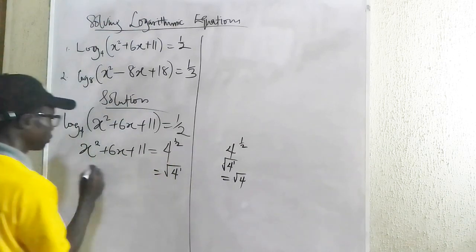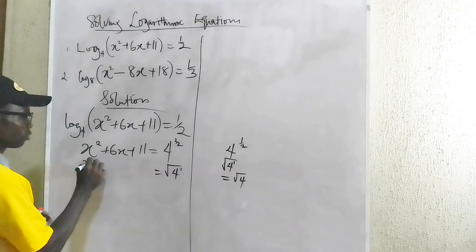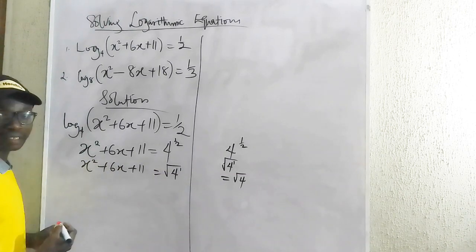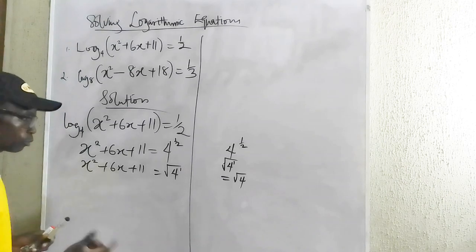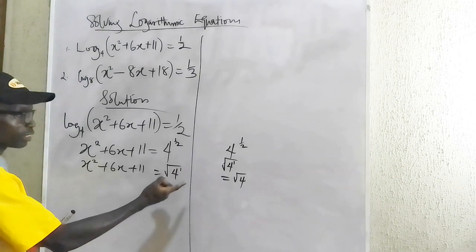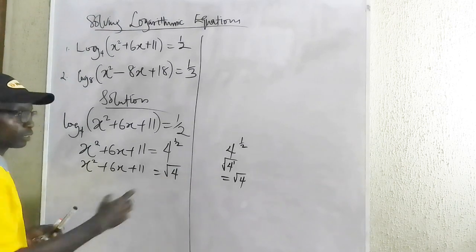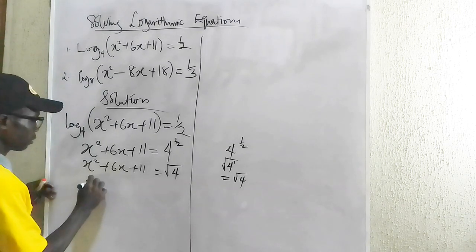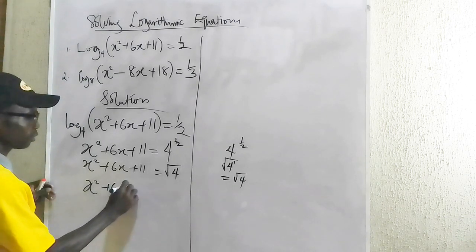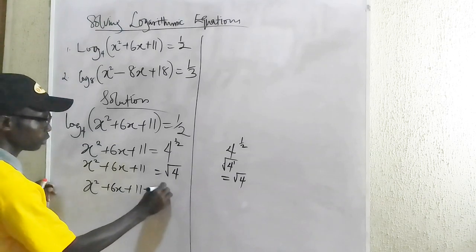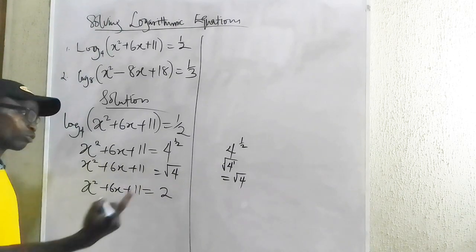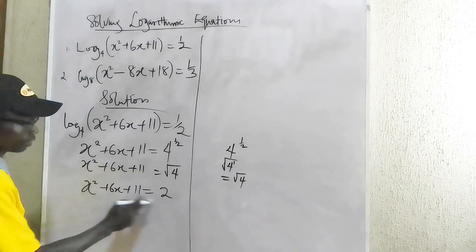So let's put everything now to become x raised to the power of 2 plus 6x plus 11 all over this. Now, 4 raised to the power of 1 is the same thing as 4. So what's the square root of 4? 2. So x raised to the power of 2 plus 6x plus 11 is equal to 2. Square root of 4 is 2.